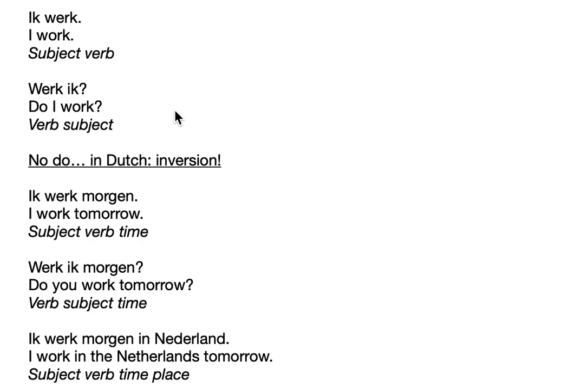But not in sentences. So how do you make a question? Werk ik? Do I work? So that's the first hard part. Whenever you're saying a question, forget about the do, just say the verb first and then the subject second. And this structure is called inversion. In Dutch there are many ways to use inversion, and the most important one is the one you use with questions. So werk ik? Do I work?